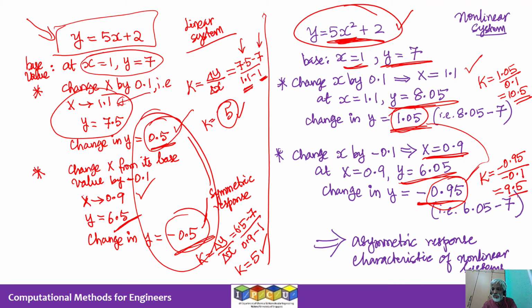So the gain is different. As you can see, the gain in the positive direction is 10.5. The gain in the negative direction is 9.5. So there is a change in the magnitude response of the system. That is why we say nonlinear systems exhibit asymmetric response. It is not the same in both directions, and this is a very important characteristic of a nonlinear system.